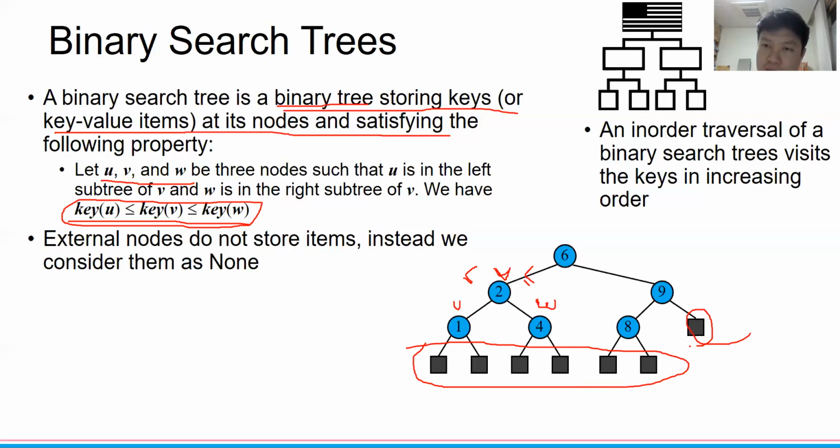In the trees, if you still remember, we have several traversals: the in-order traversal, post-order traversal, and pre-order traversal. Using the in-order traversal of a binary search tree, it visits the keys in increasing order. So we will visit 1, then 2, then 4, then 6, then 8, and then 9. We call this the in-order traversal.